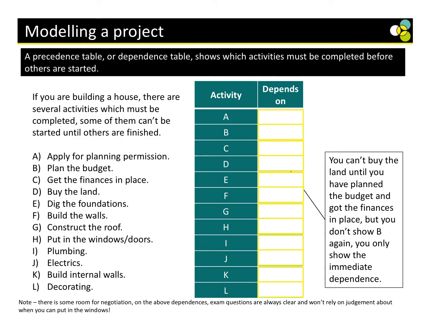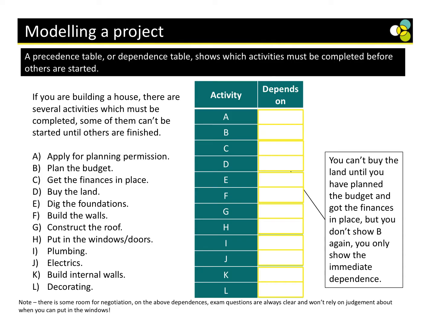For example, if you're building a house, these are the list of things that we have to do. Would you decorate the house before planning the budget? No. Would you construct the roof before getting planning permission? No, of course not. So what we would do is go down and see what they depend on. Right now with this house, we can have a conversation and negotiate on this. In exam-type questions, there will be no room for negotiation. It will be very clear in which order you have to do things. For this example, there is a bit of negotiation.